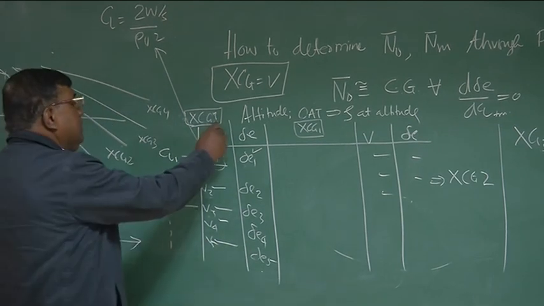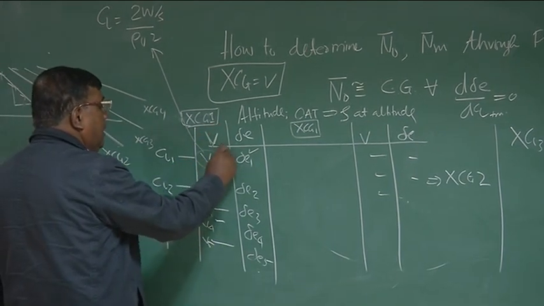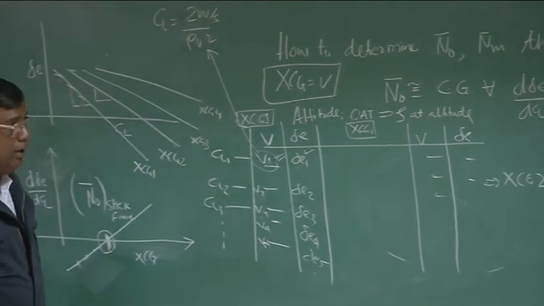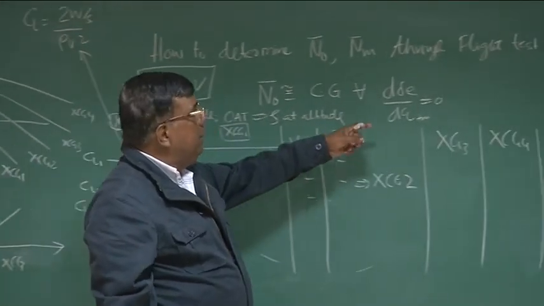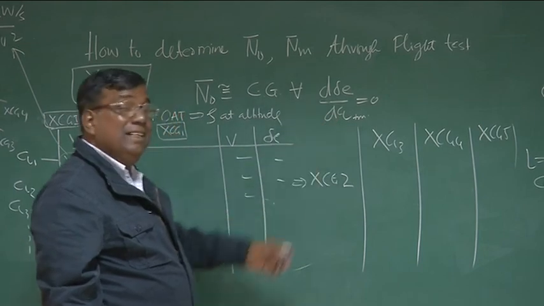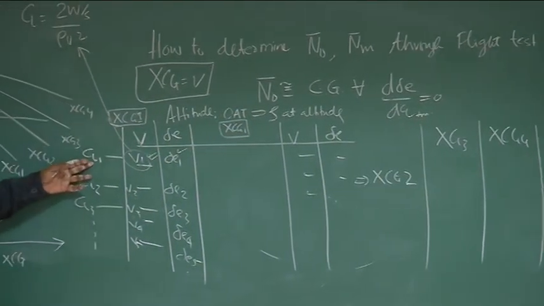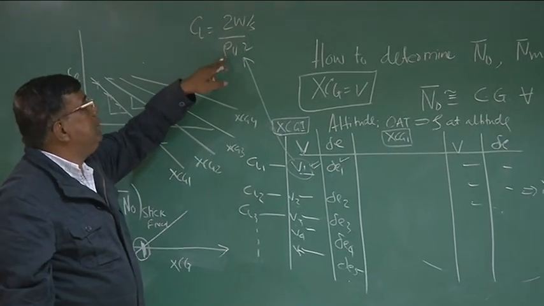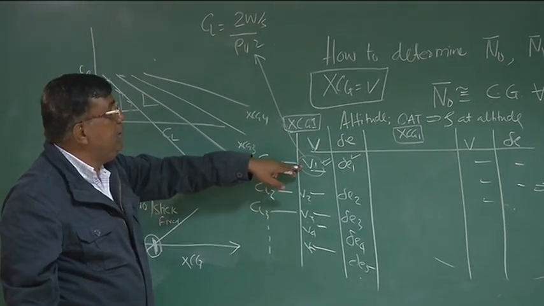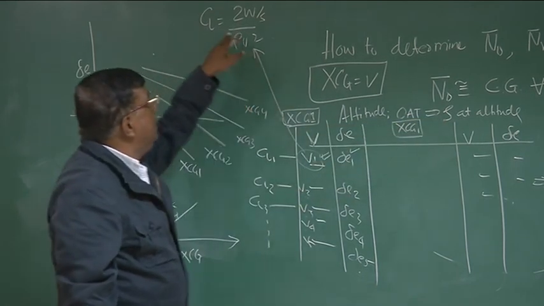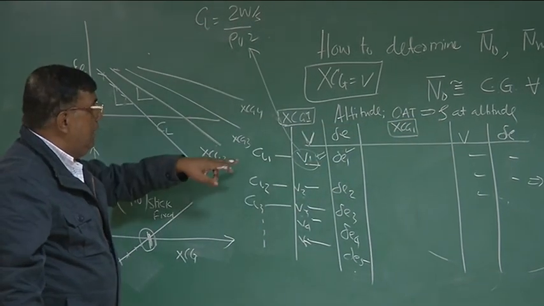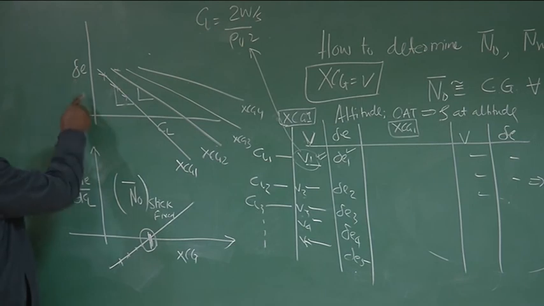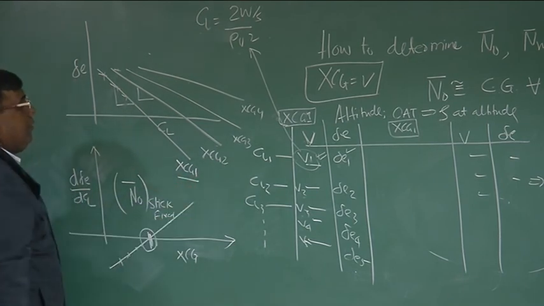Now once I know what is V at say V1, I need to know what is CL1, because I want to find this d delta E by dCL trim. So CL trim I can find because I know I am cruising. So CL is given by 2W by S rho V square. So I use this V, I use this rho, then I find what is the CL, and then I plot delta E versus CL for an xCg1 configuration.